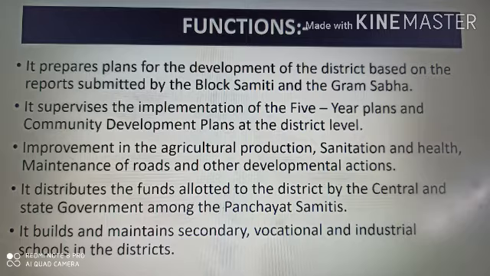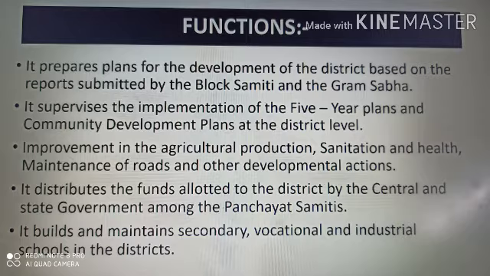It supervises the implementation of the 5-year plans and community development plans at the district level. So whatever plans are being made, are they implemented properly or not? Or is anybody not doing their work properly? So they will be supervising each and everything personally.